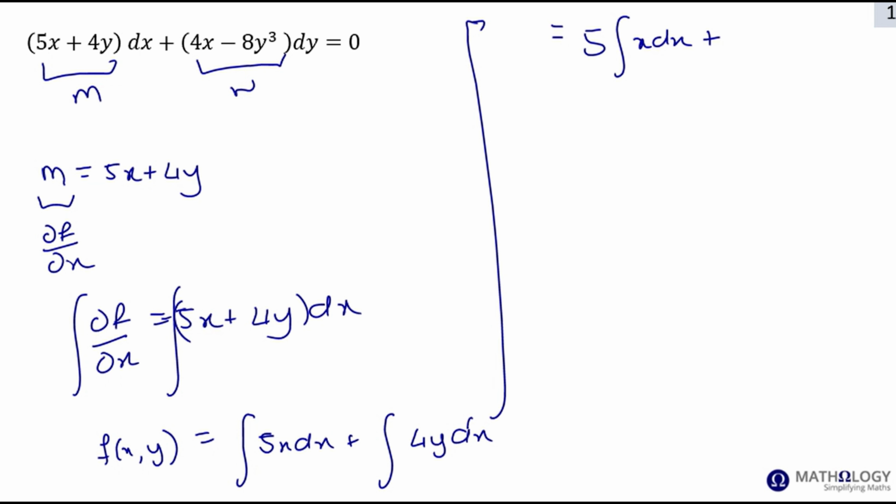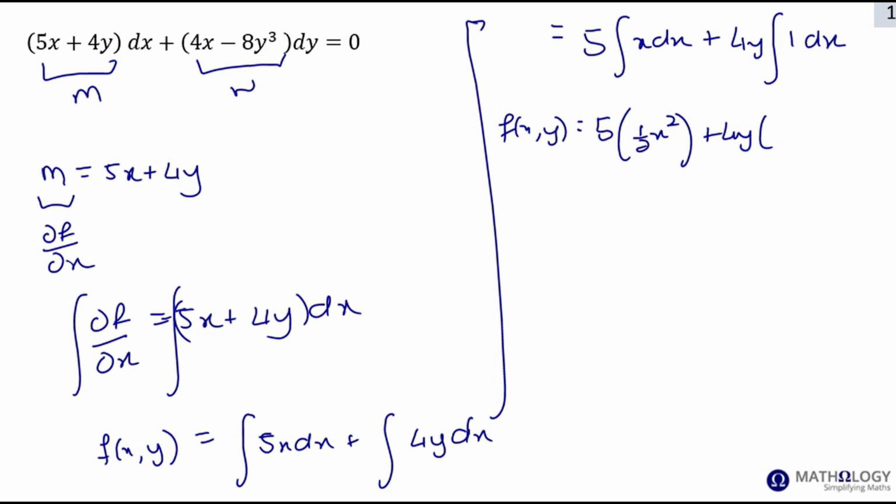And with respect to x, 4y is a constant. So that whole term 4y will be written outside the integral sign because you're integrating with respect to x, and it'll be the integral of 1 dx. So f(x, y) equals 5 times the integral of x with respect to x, which is a half x squared, plus 4y times the integral of 1 dx with respect to x, which is just x.